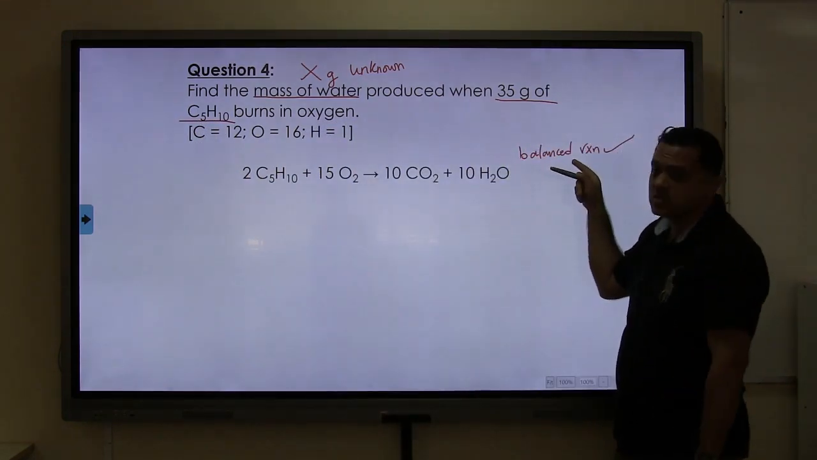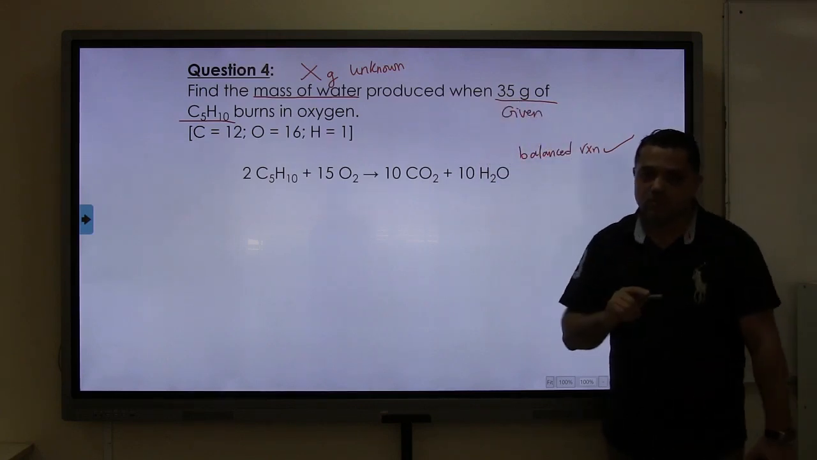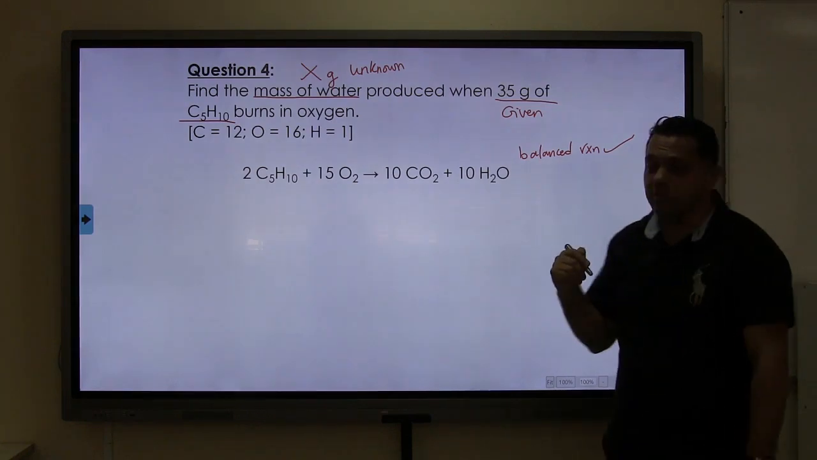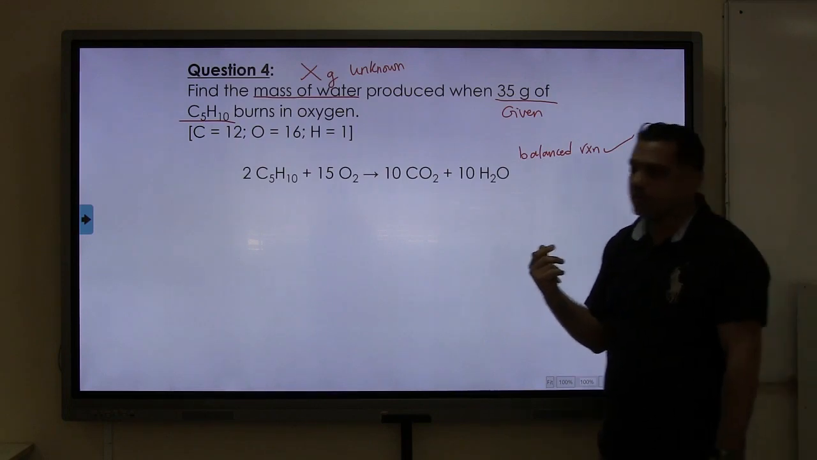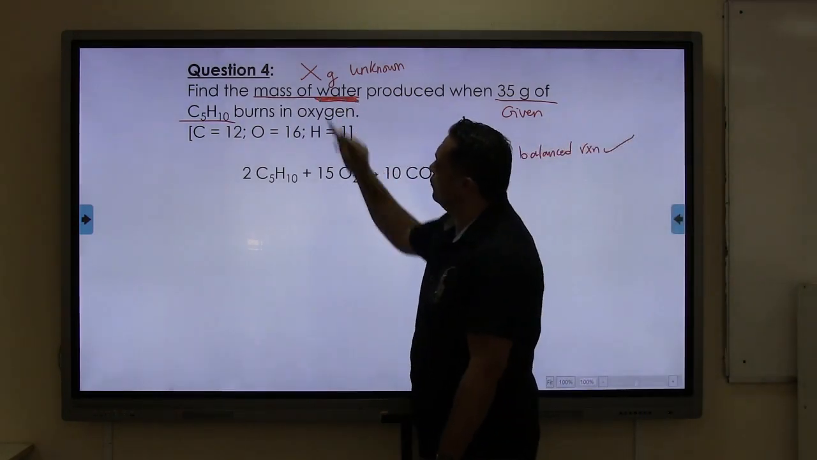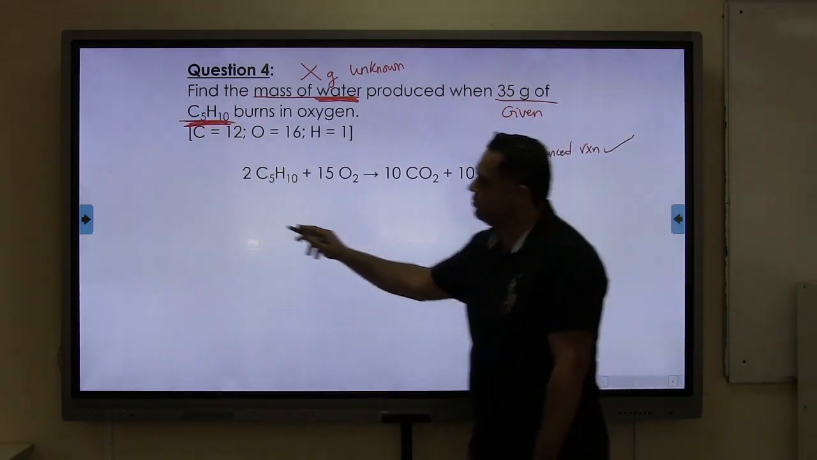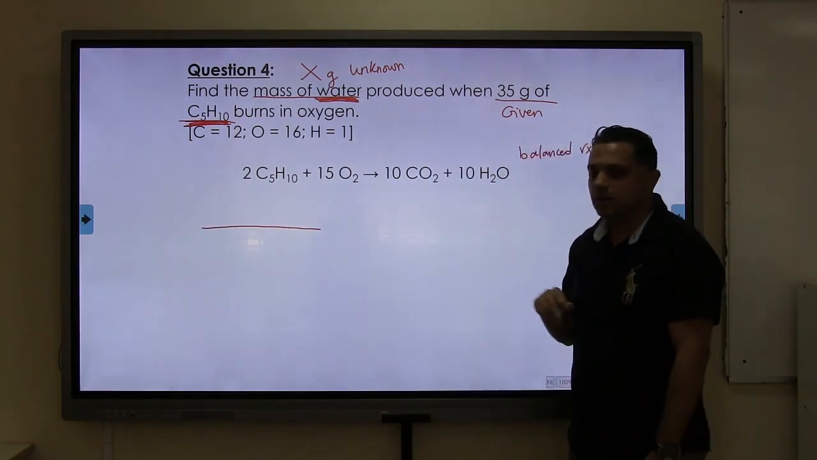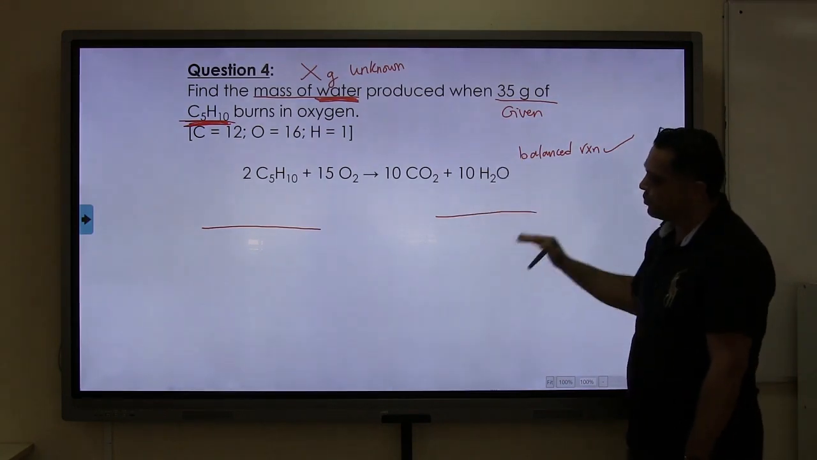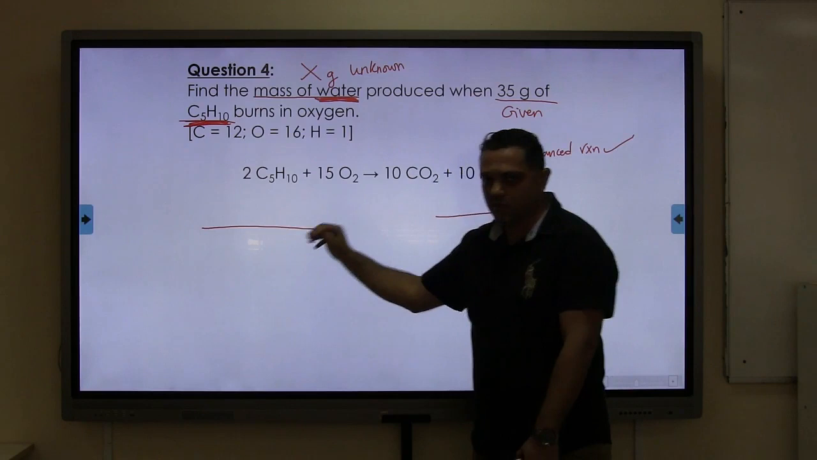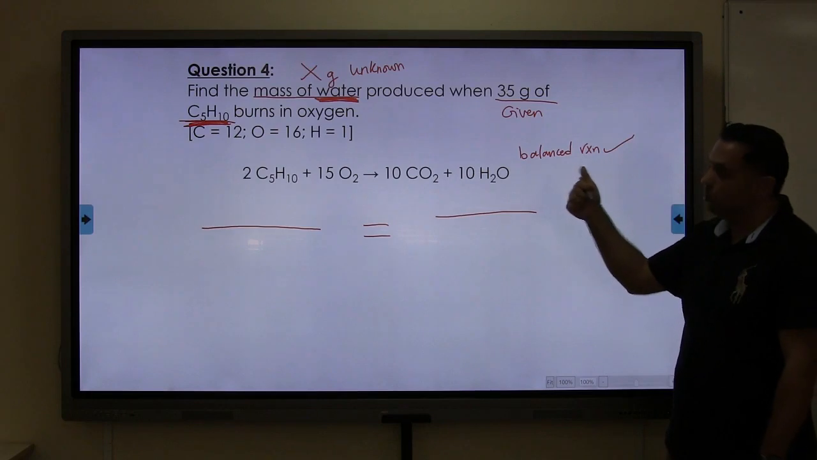So the reaction is balanced. I know the unknown, 35 grams of C5H10, this will be my given, and then I need to look at the reaction. So what are the species involved here? The species involved will be water and C5H10. So below the C5H10, I will draw a line. Below the water, I will draw a line. This ratio will be for the water, this ratio will be for C5H10 as we said, and these two ratios are equal. I need to place now the unknown and the given.